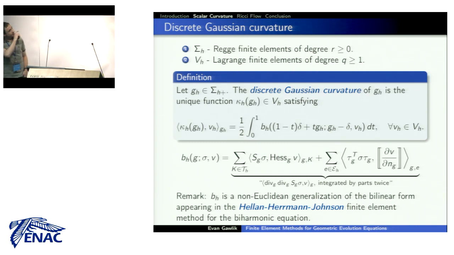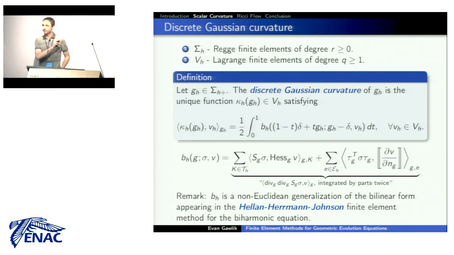Mathematically, what is this equation saying? If I write everything down in terms of a basis for VH, what I have here is a mass matrix times the nodal values of kappa h is equal to some vector on the right-hand side. The entries of this vector are these integrals evaluated at each of the basis functions for capital VH. And what is this bilinear form here?